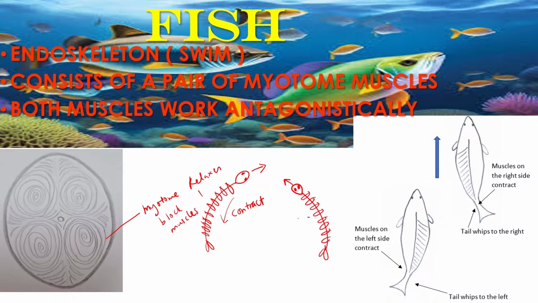Here will contract and the right hand side will relax. This will cause both muscles to work antagonistically. At the same time, you can see that when the fish is moved to the right hand side, the tail will be whipped to the right, and when the fish is moved to the left hand side, the tail will be whipped to the left.